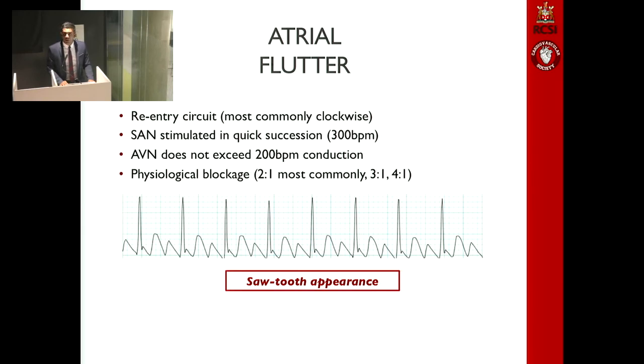The ECG finding in atrial flutter is a sawtooth appearance, and we see what the ratio is of conduction by saying how many sawtooths occur before each QRS. 3 sawtooths, for example, before 1 QRS is a 3:1 conduction ratio.